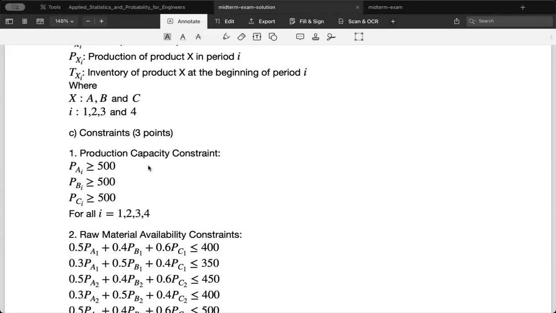Or you can write PAI plus PBI plus PCI must be, no, this, lesser than, sorry, this must be lesser than or equal, okay? I will share it later. Not greater or equal, lesser or equal. Sorry. This must be lesser than or equal. Okay?